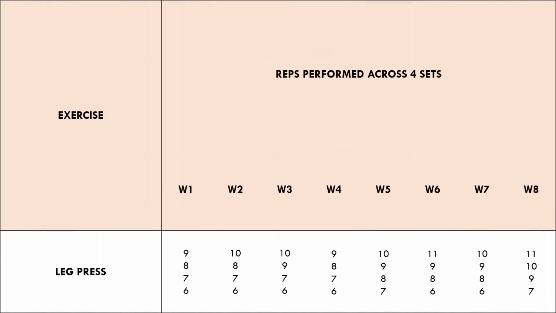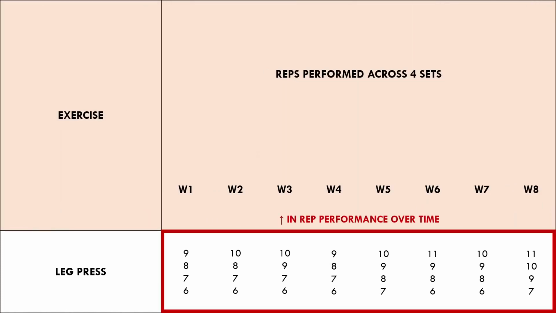For example, over an 8-week period, the average number of reps performed fluctuates but shows a general positive trend over time. So rather than prescribing it, progressive overload naturally occurs as a result of effective hypertrophy training.